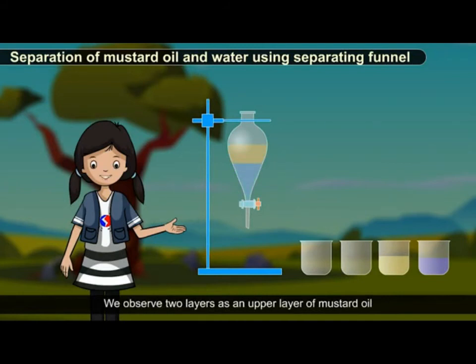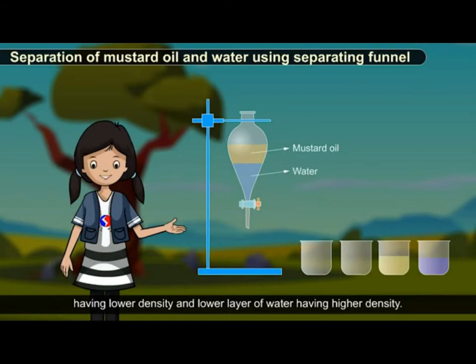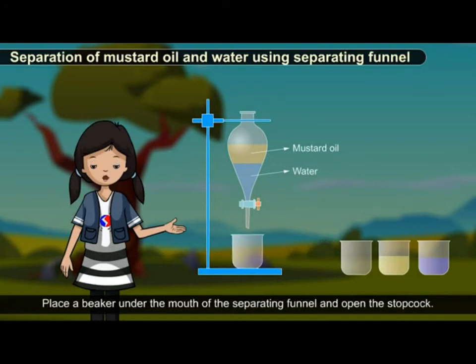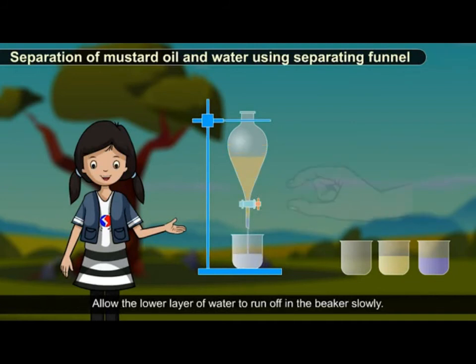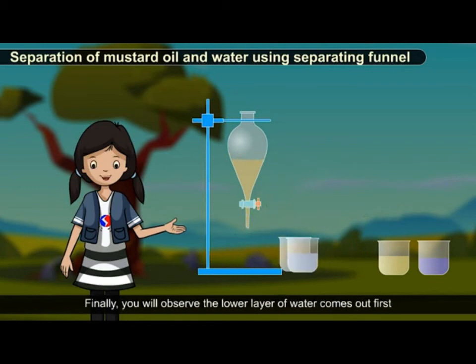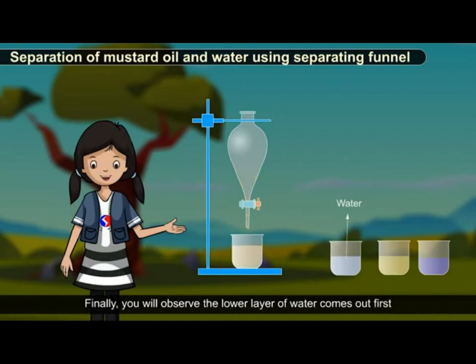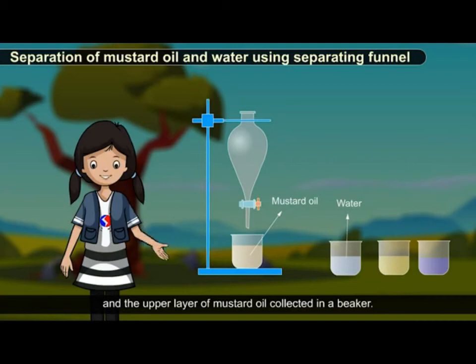We observe two layers: an upper layer of mustard oil having the lower density and a lower layer of water having the higher density. Place a beaker under the mouth of the separating funnel and open the stopcock. Allow the lower layer of water to run off into the beaker slowly. Finally, you will observe that the lower layer of water comes out first and the upper layer of mustard oil is collected in a beaker.